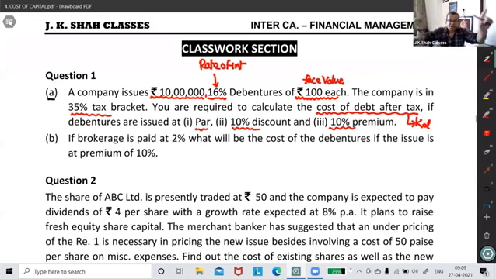Okay. Read the line again. A company issues rupees 10 lakh, 16% debentures of 100 each. The company is in 35% tax bracket. You are required to calculate the cost of debt after tax if the debentures are issued at par, at discount, at premium. Tell me, are details of redemption given? You read the whole line now? You read it with me a second time also? Is it told they are redeemable after 5 years, 10 years? No. So go with the small shortcut formula.